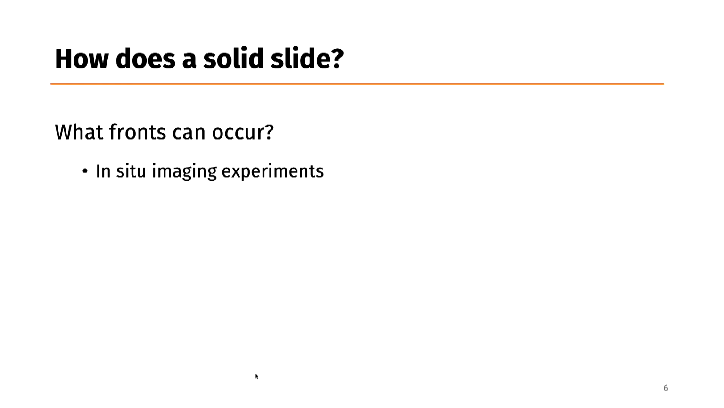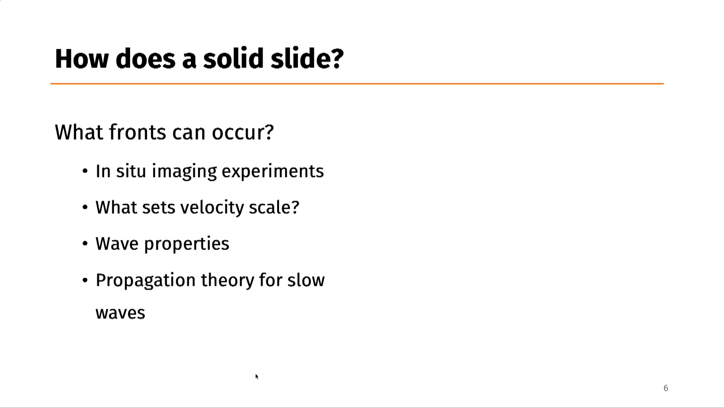And when discussing what types of fronts can occur, I'll talk about some in situ imaging experiments on a typical prototypical soft contact. And we'll discuss what sets the velocity scale. It turns out that that's a non-trivial question. And we'll discuss some properties of these rupture fronts or waves. And I'll very quickly sketch out a theory for the propagation of these waves. Okay, this theory is, again, like I said, this stuff is published. The theory is severely limited. We'll see the limitations. And that leads to the second part, which asks the question why they occur, right?